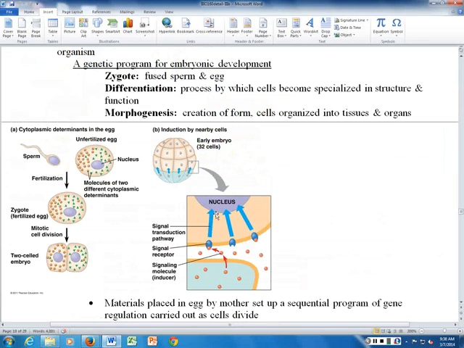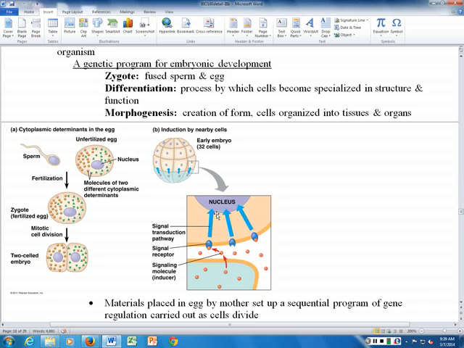So when you have a zygote, you've got two different people's genetic information that comes together, and you start out with a zygote that is one cell. If you just cloned that one cell over and over again, you wouldn't be able to differentiate them into the different types of cells that make up a human. So differentiation is the process that allows these cells to become specialized in structure.